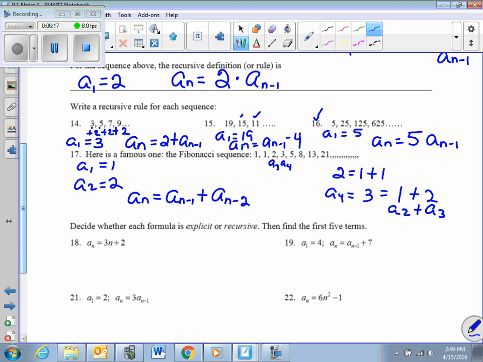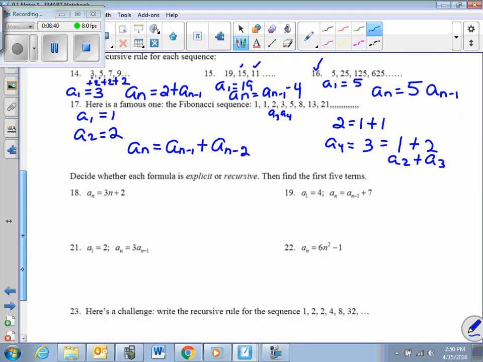Okay, and the difference between the recursive rule and the explicit rule is that I can't just say to you at this point, okay, I've got this Fibonacci sequence here, tell me what the 30th term is. Remember, we could do that in the last lesson. I could just plug in 30 for n, but it doesn't work that way with recursive rules. You have to find each term before the one you're looking for, or you won't be able to find it.